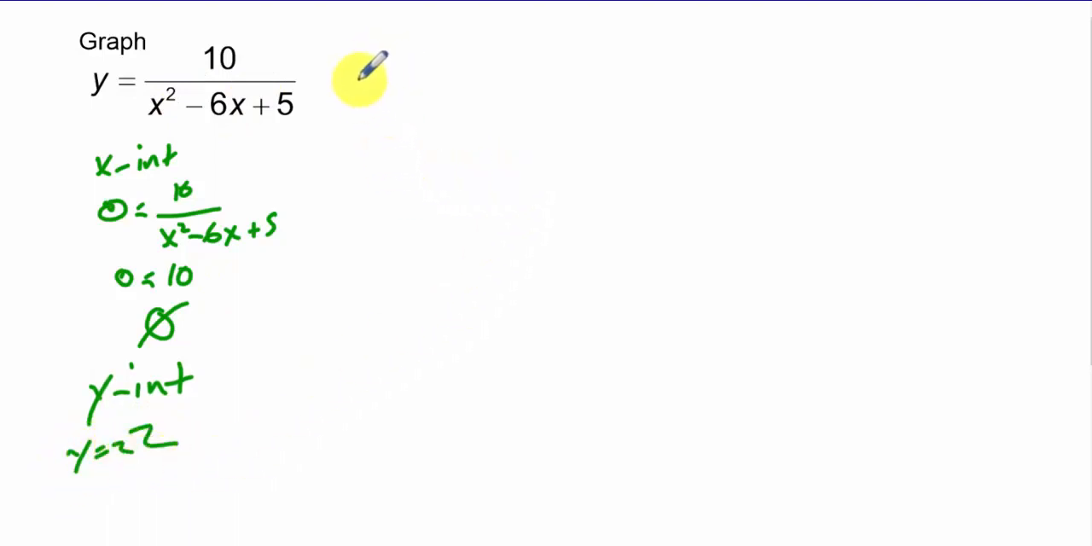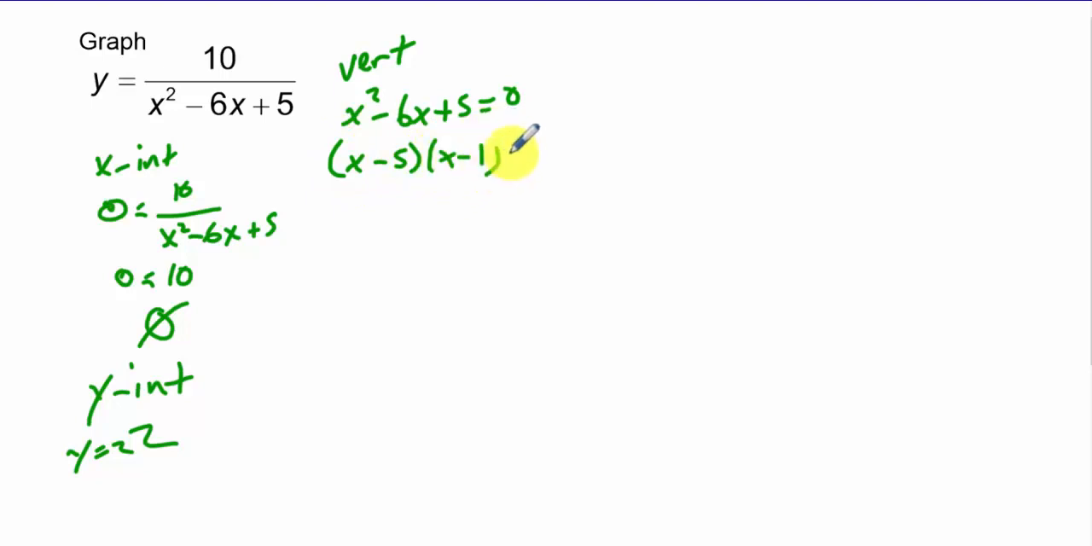All right, next we're going to find the vertical asymptotes. We set the denominator equal to 0. It's going to need a factoring. So I have (x minus 5)(x minus 1) equals 0. Therefore, I have 2 vertical asymptotes of x equaling 1 and 5.